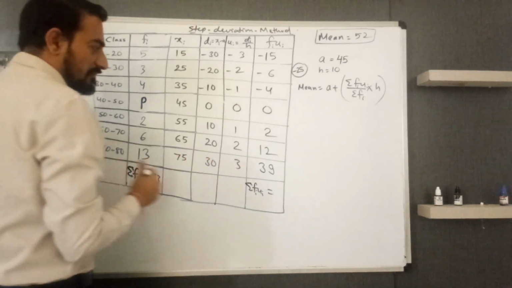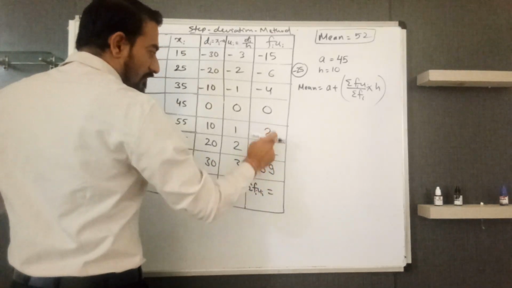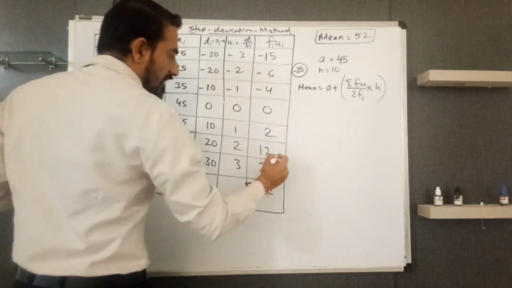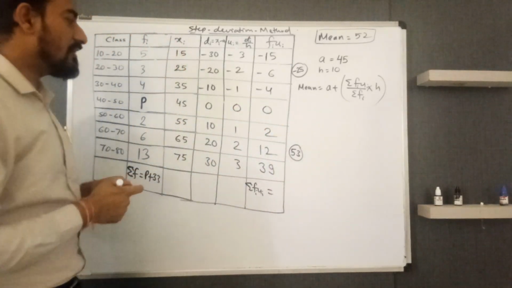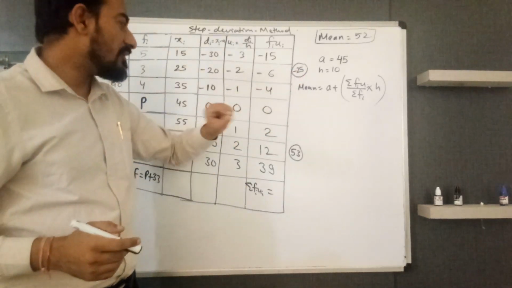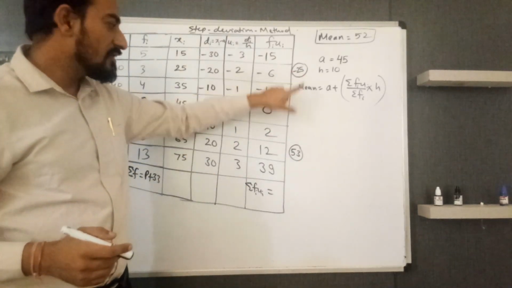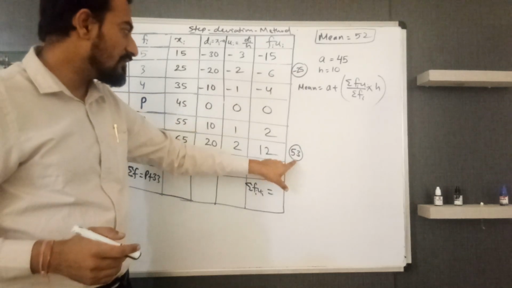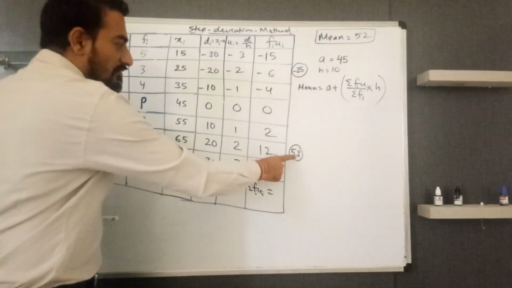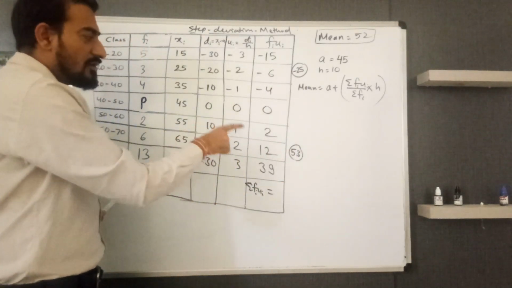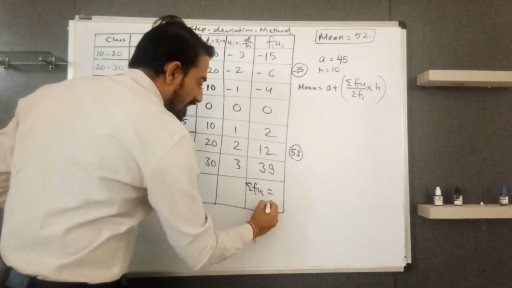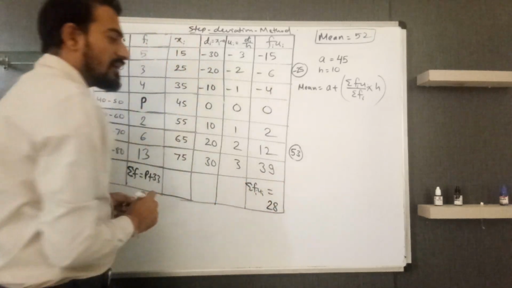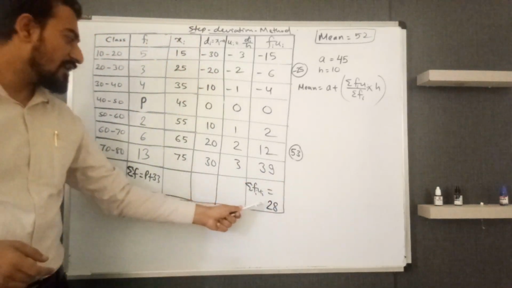Here in positive, 2, 12 and 39, we will have 53. Now we have 53 and minus 25. One positive, one negative. So for their difference, the sign is according to the greater number. The greater number we have is 53, so we will have a positive difference. So 53 minus 25, what will we get? 28. So sigma fu we have is 28.